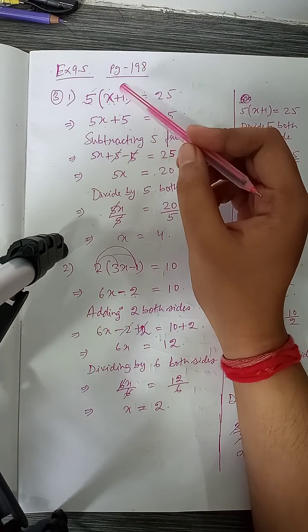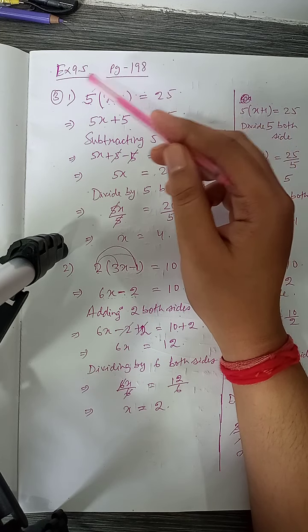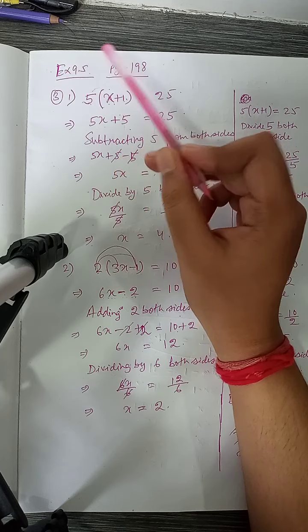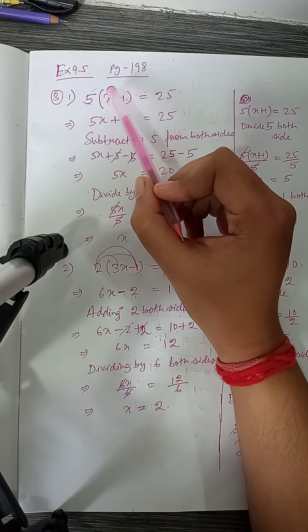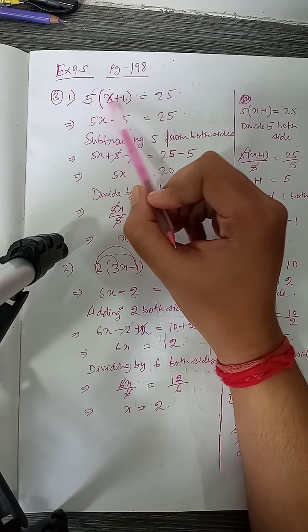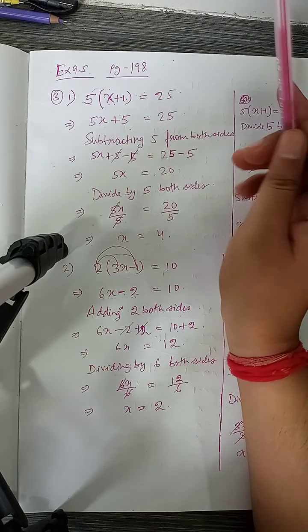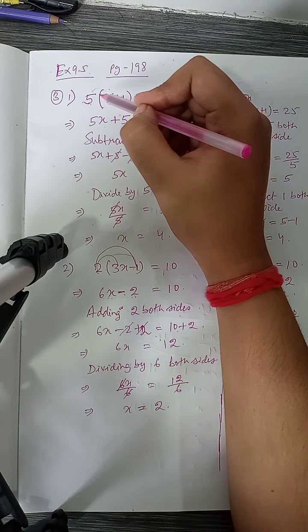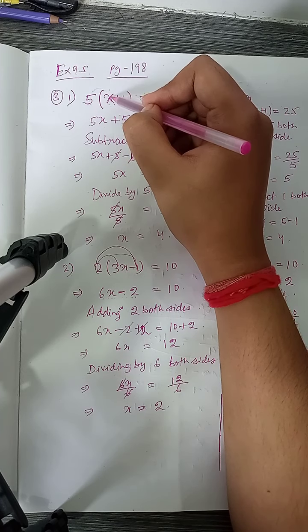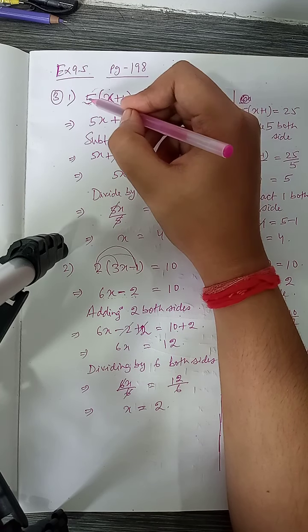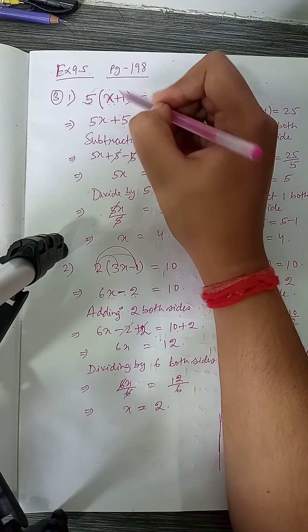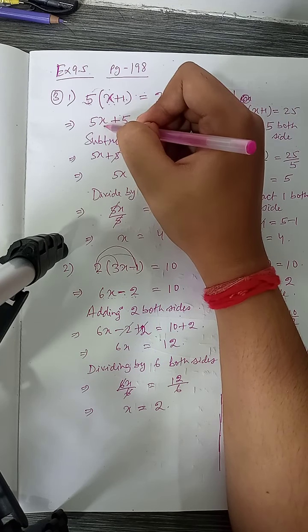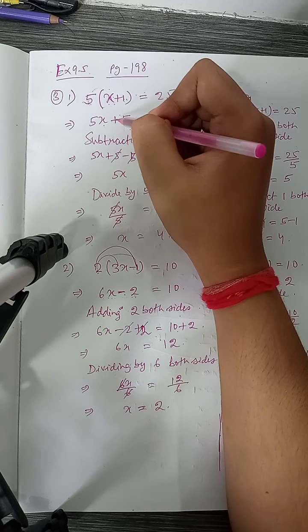Next, have a look at the equation of exercise 9.5 question 3 number 1. 5 under bracket x plus 1 equal to 25. So in this case we have to multiply 5 with x and 5 with plus 1 also. So 5 into x becomes 5x and 5 into 1 becomes 5.